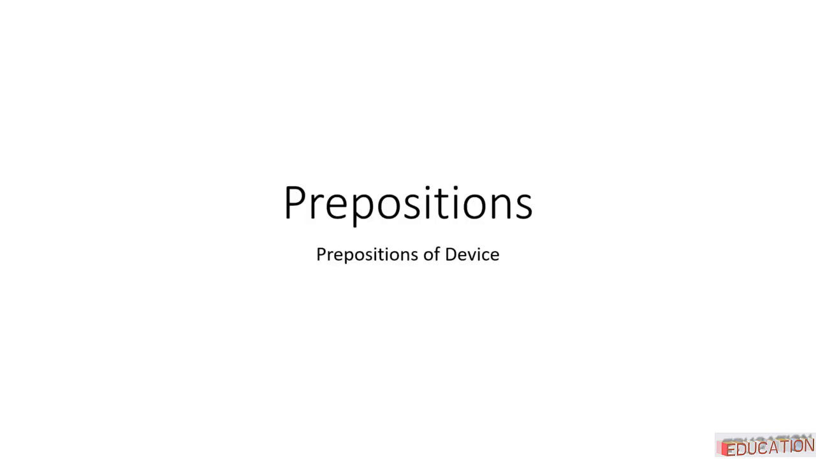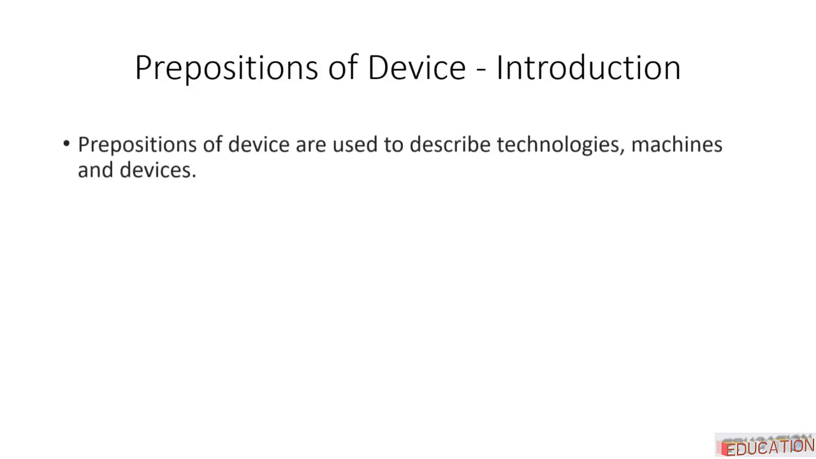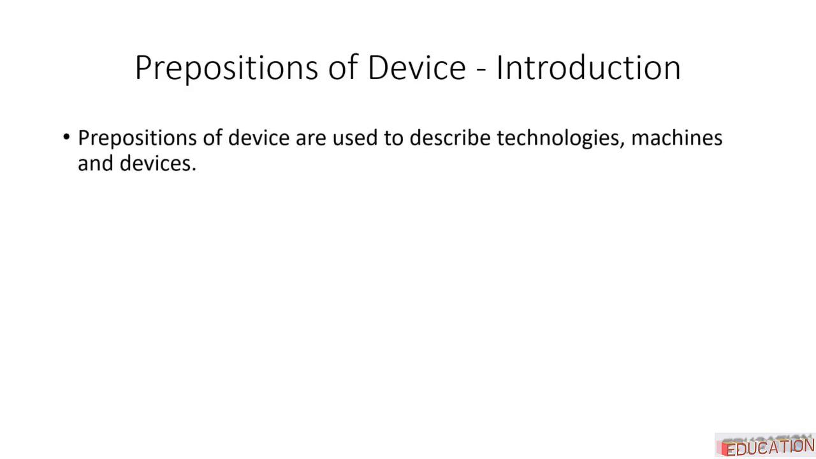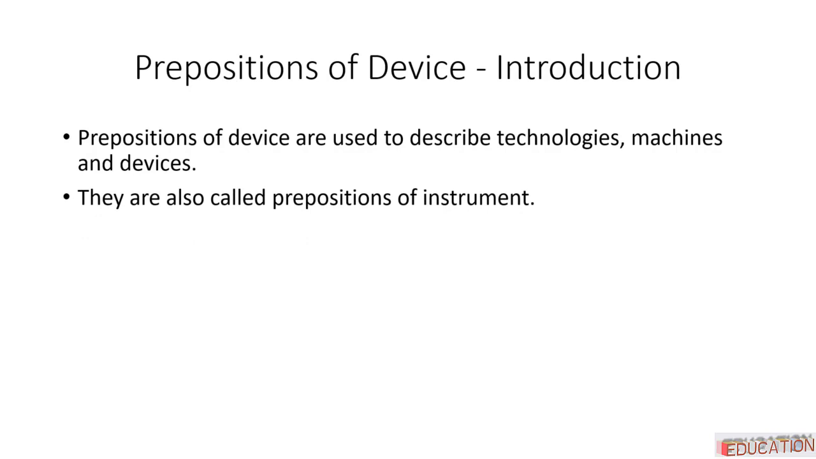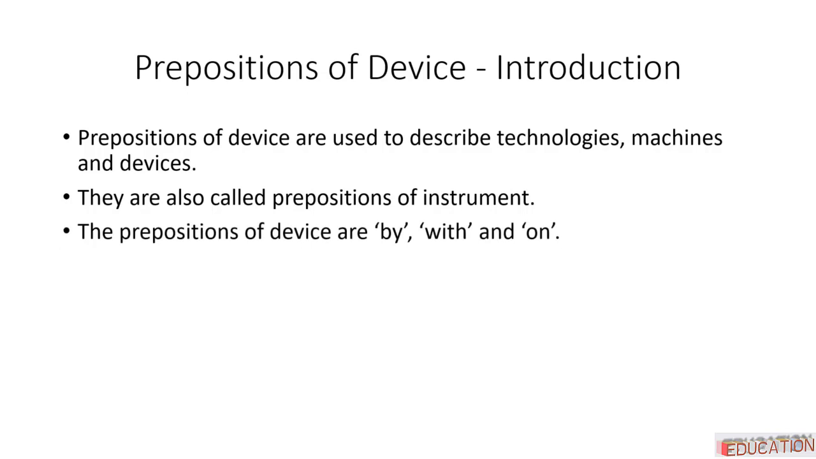This lesson is on prepositions of device. We use prepositions of device to describe technologies, machines, and of course devices. And you may also see these referred to as prepositions of instrument. And the prepositions in this lesson are by, with, and on.